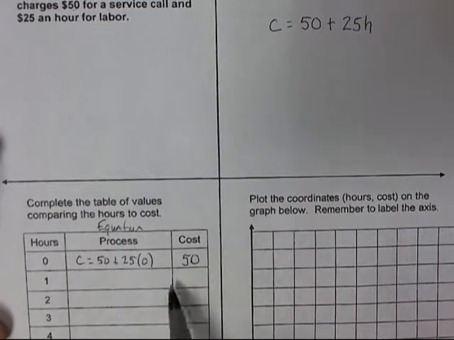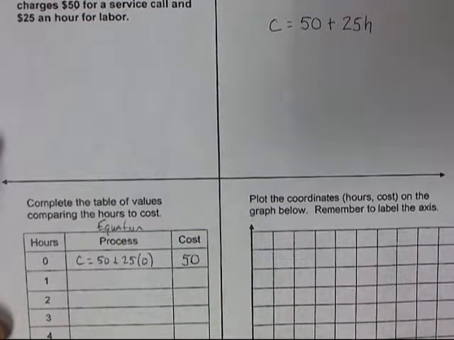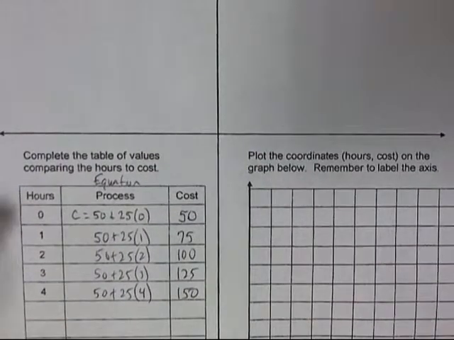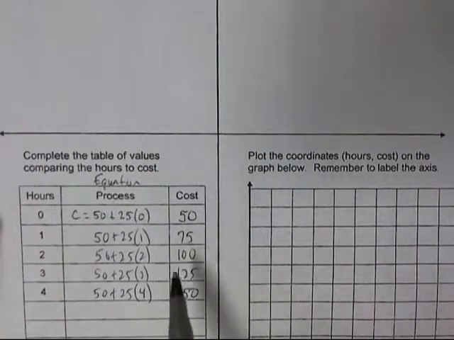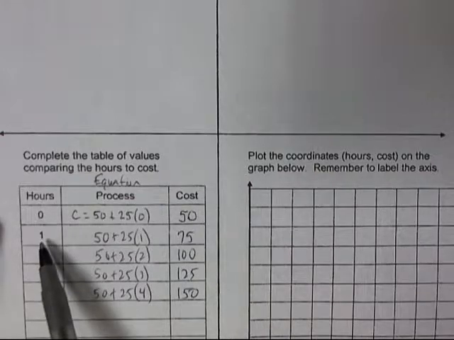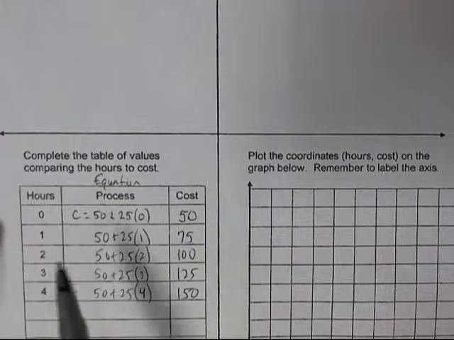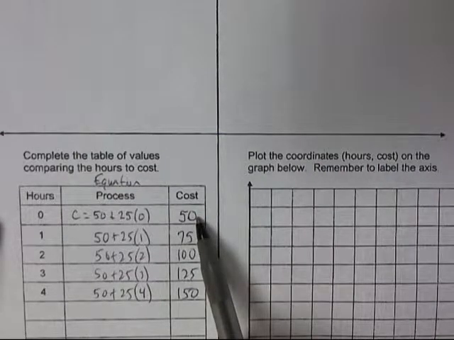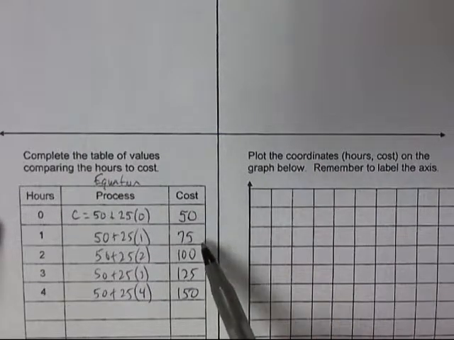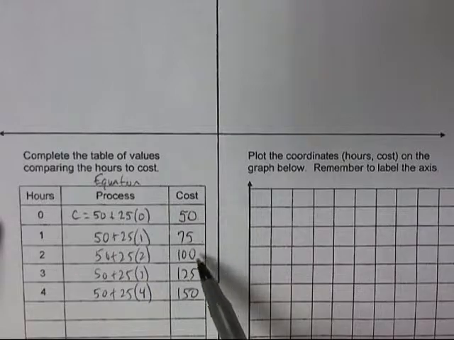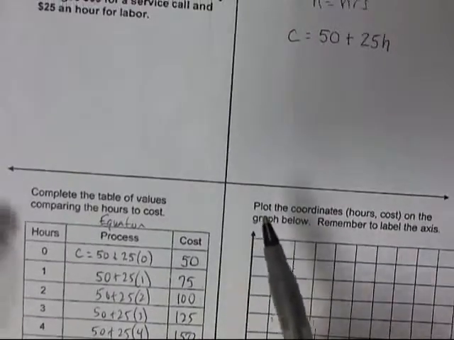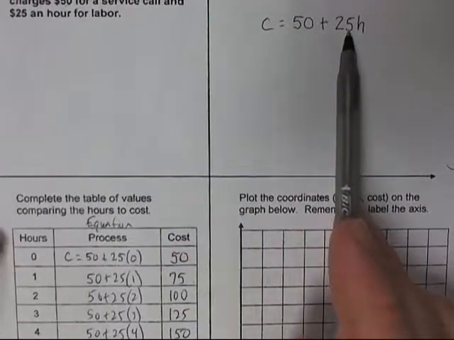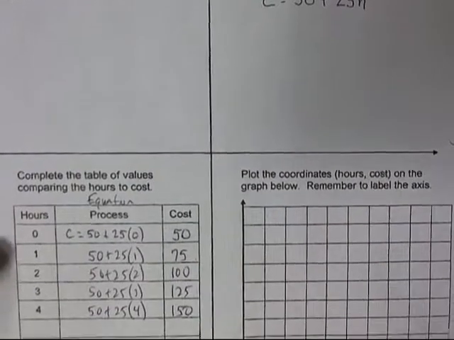Now go ahead and continue the rest of the table. And now that you've continued the rest of the table, you see when the plumber works 1 hour, you just add $25 to the $50 service fee. So each additional hour the plumber works, you're adding $25 to the cost because the hourly rate is $25.